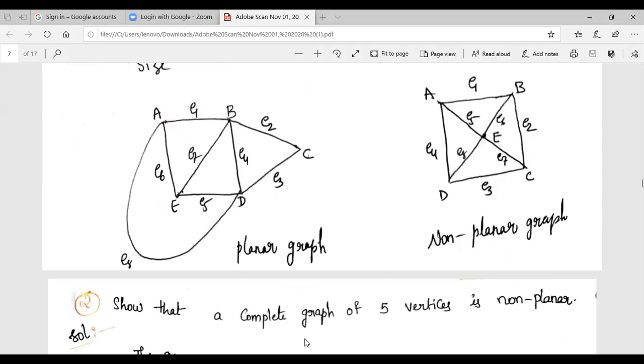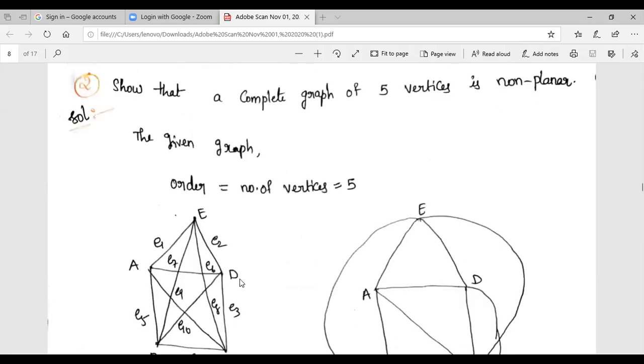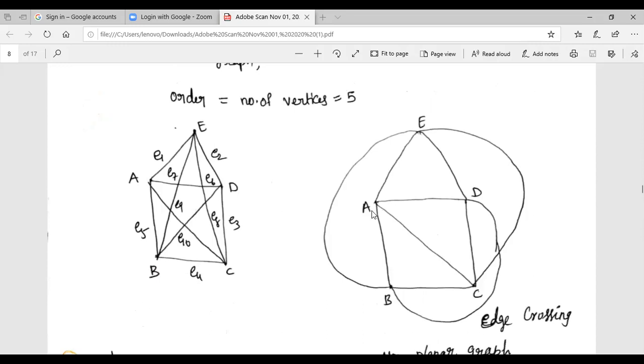Second problem: show that a complete graph of 5 vertices is non-planar. The number of vertices is 5. We have to show that the 5-vertex complete graph is non-planar. Now we draw the graph for 5 vertices, and we consider the vertices A, B, C, D, E and the number of edges.